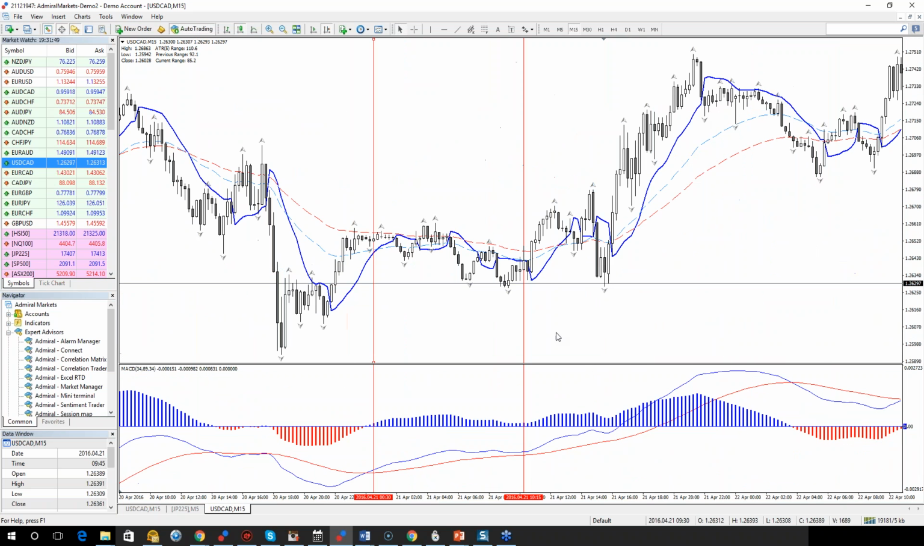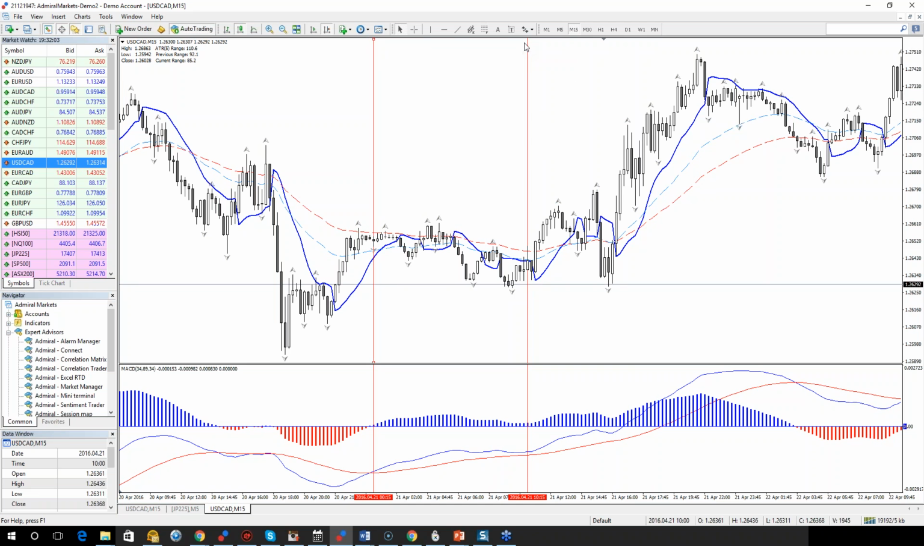So it's like this. So let's count this. First you need to spot the range. And the range started from this spot towards this spot here because it couldn't break it to the downside.